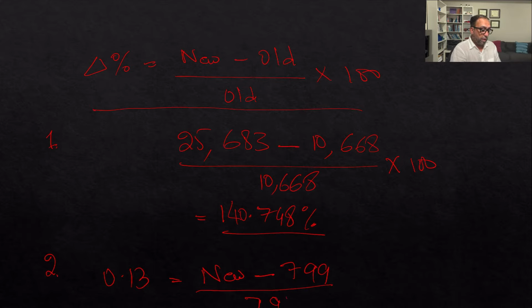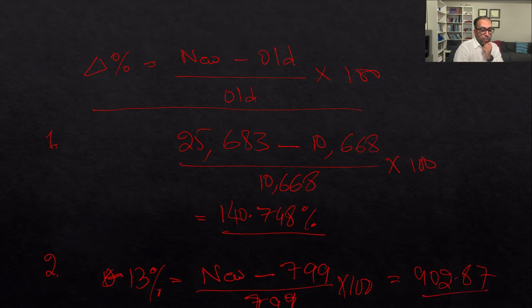So 799 into 100, right? If we calculate it, we can write it here. If we are not multiplying, we can write this one in percentages as well, like 13%, or we can eliminate it. So 799, we get the price is 902.87. That is the price including tax, and this is what we calculated in the case of a percentage change.